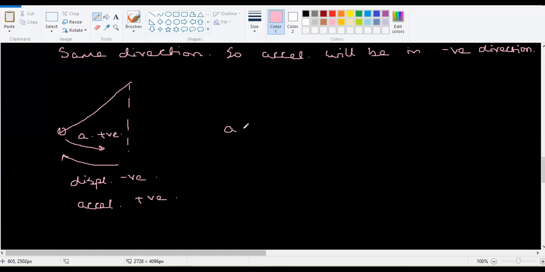So acceleration is proportional to negative of displacement. Okay, very important understanding here.